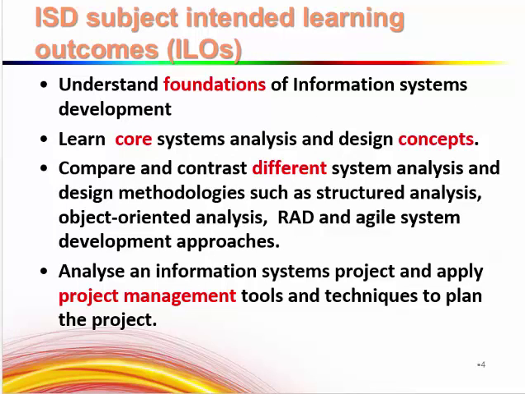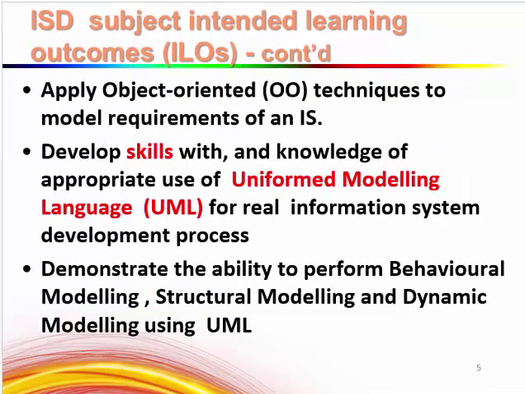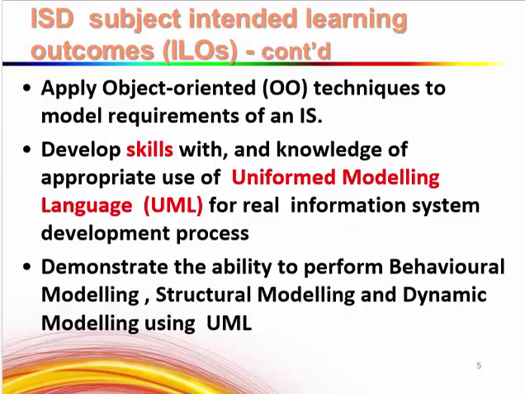Please refer to the subject learning guide on LMS to know the outline of this subject. This slide and the next slide have presented the subject intended learning outcomes. After completion, you will have skill and knowledge for developing information systems. You should be able to model business requirements using object-oriented approach. You will demonstrate the ability to analyze and design information systems.